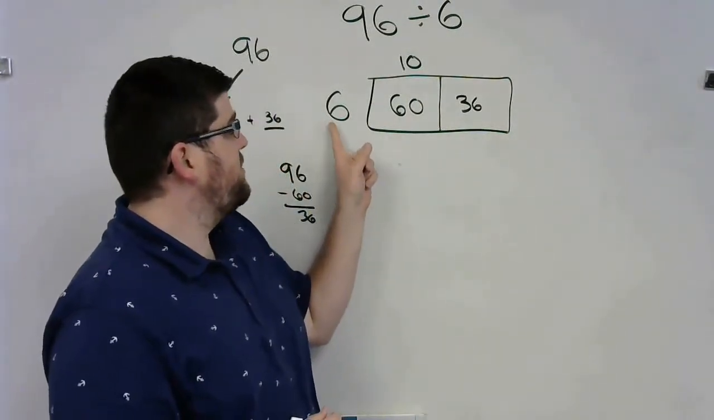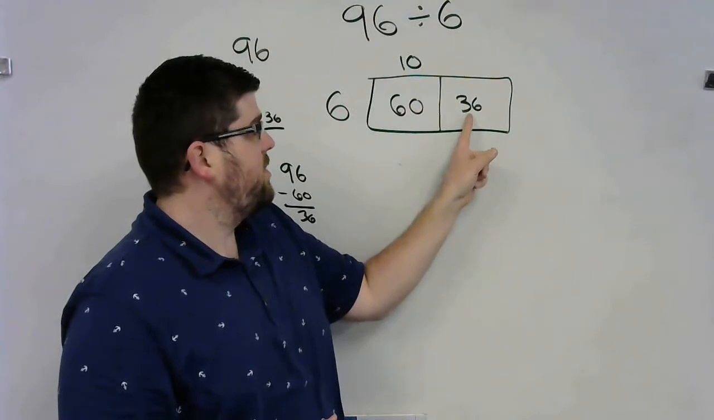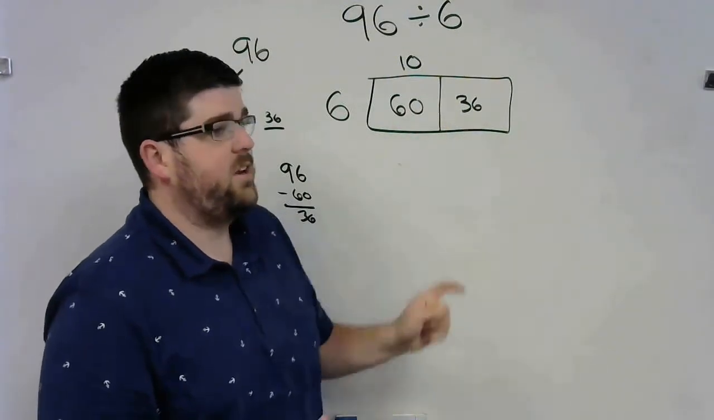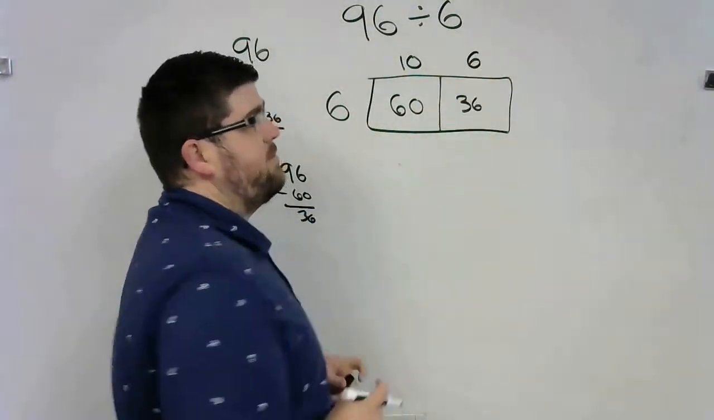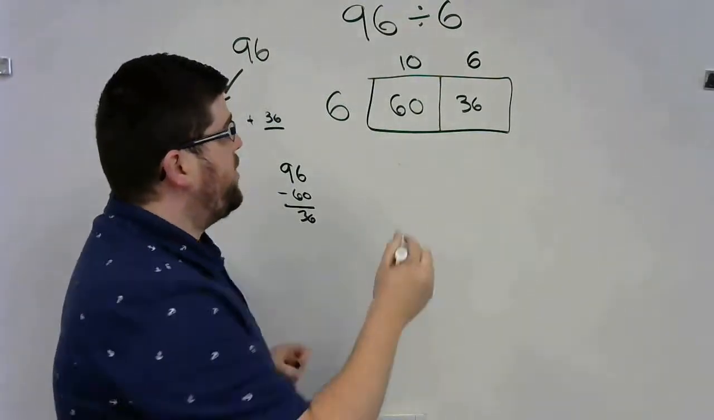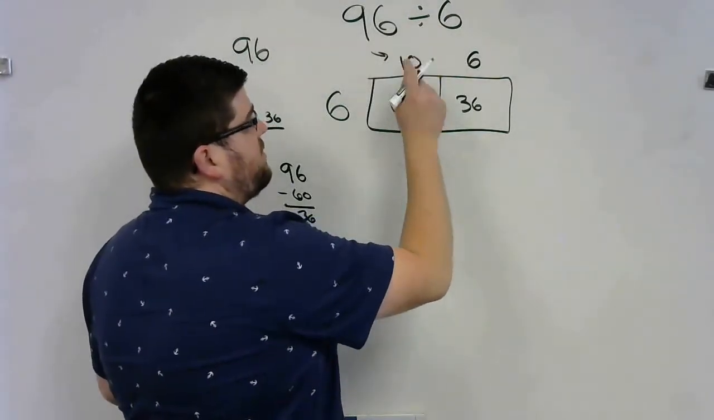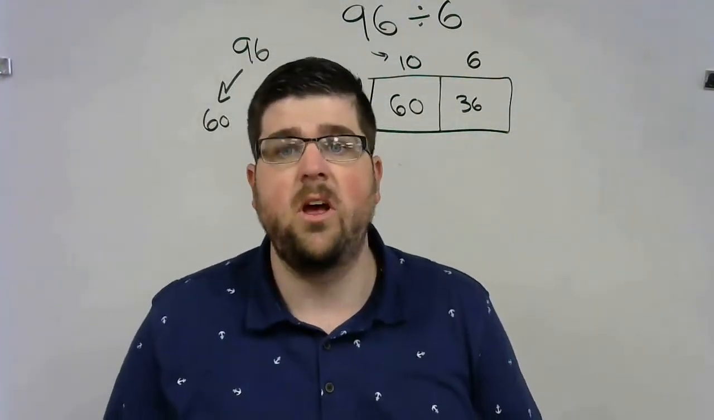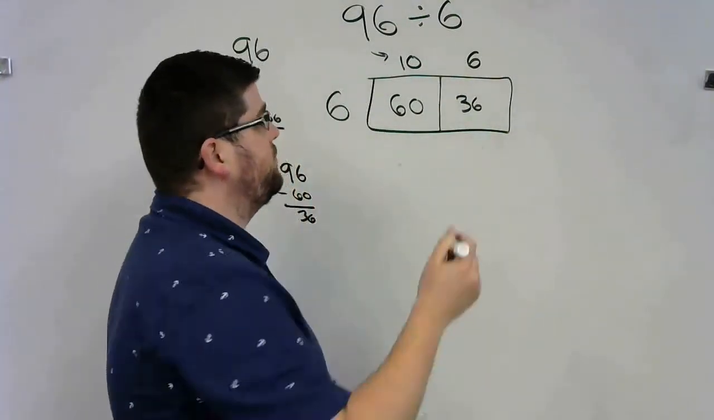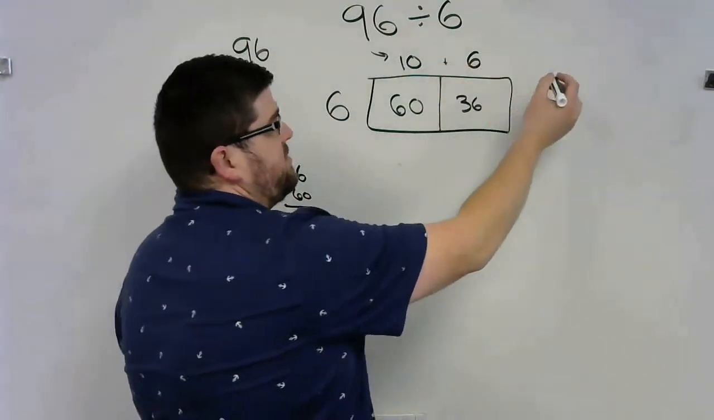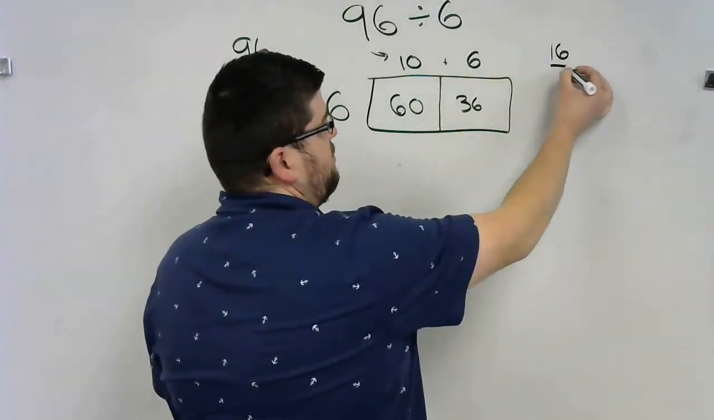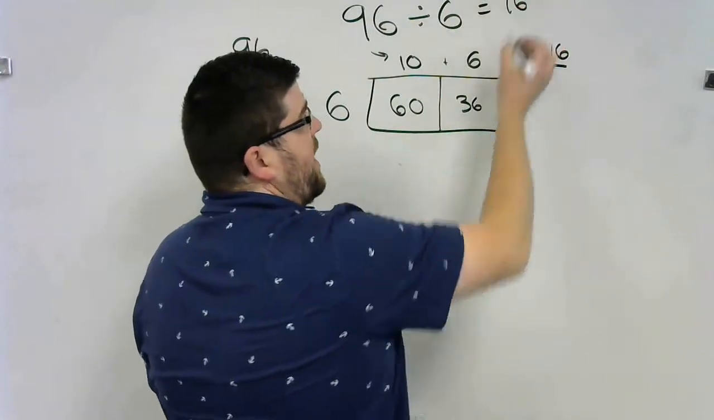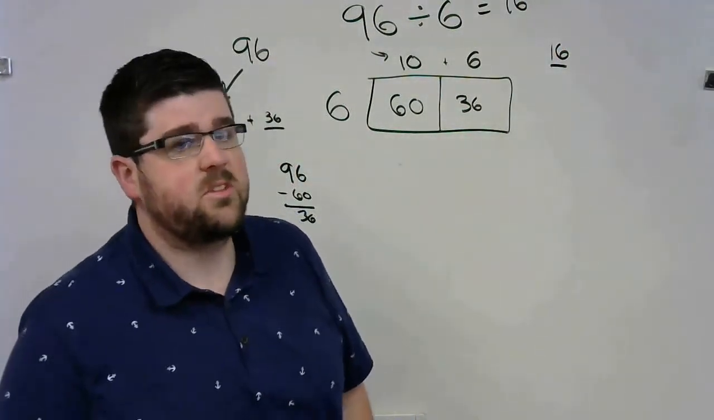36 goes into 36 6 times. So up here, these are called my partial quotients, or they're part of my final quotient, which is the answer to my division problem. So this would be 10 plus 6 to equal 16. So 96 divided by 6 equals 16.